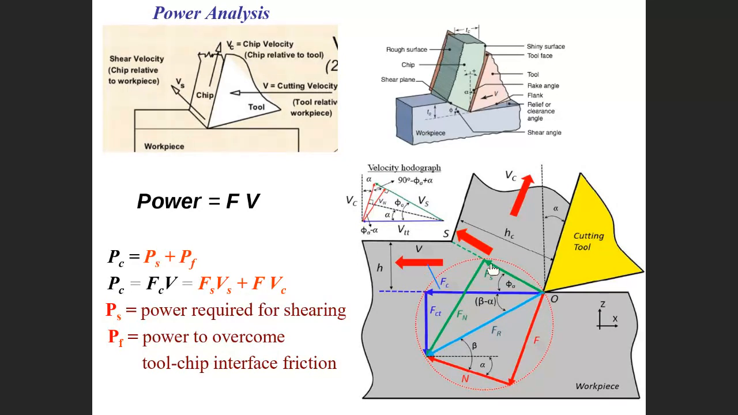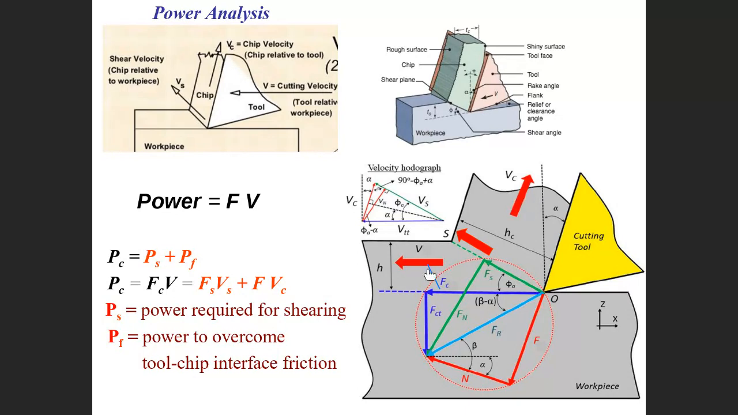Another power is equal to Fs Vs. This is the Vs. This is the V, horizontal. Vs is the chip velocity in the same direction as the shear velocity. Shear velocity is exactly in the same direction as the shear force, and chip velocity is in the same direction as the friction force. Can you see that?